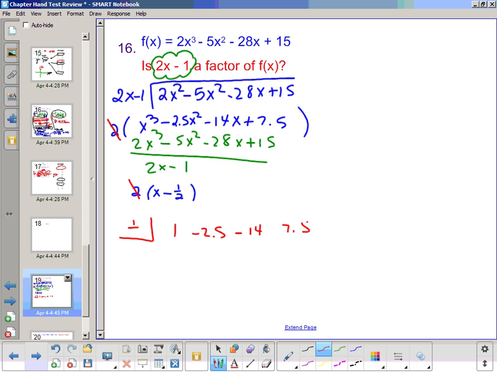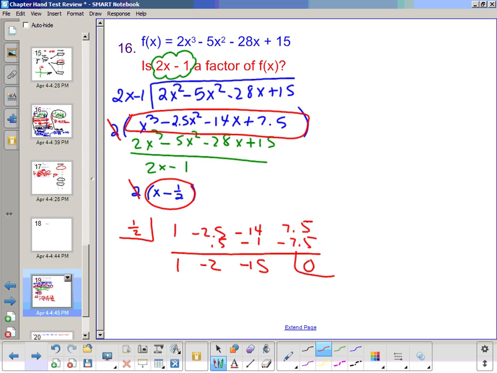We're going to divide it by x minus 1/2. And if the remainder is 0, then the answer is yes. So let's look at what we have. There you go. The remainder is 0, so therefore when we divided by x minus 1/2, we can see that it's a factor, so 2x minus 1 is a factor of f of x.